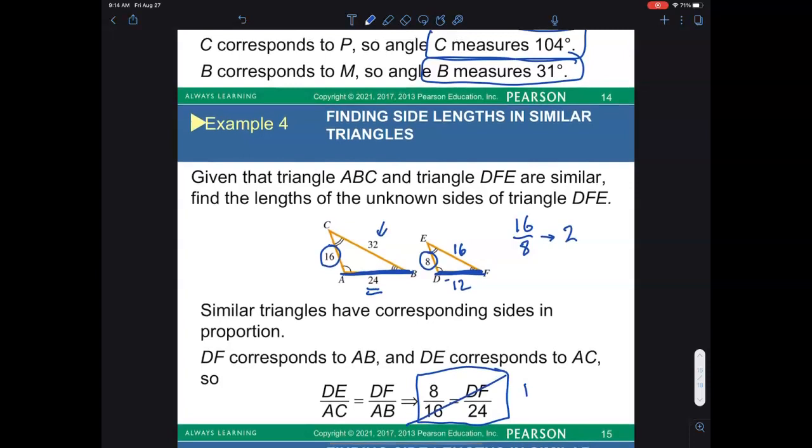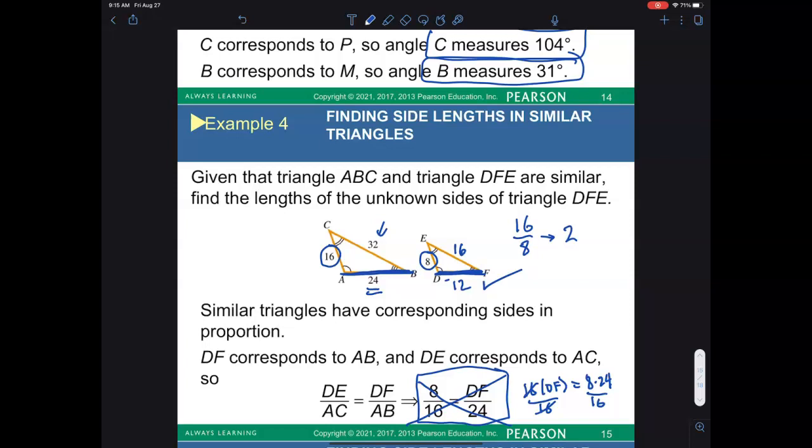So if I cross-multiply this way, I get 16 times the DF side, which I supposedly don't know when I'm using this method. And that's equal to the other direction, which is 8 times 24. And now you can solve that equation for DF. I would divide both sides by 16 to solve for the unknown DF. And then if I do the arithmetic on the right, I get the answer. If I do 8 times 24 divided by 16, I get 12. And so that confirms what we could see in this simple example, because the big one was just twice as big as the small one.